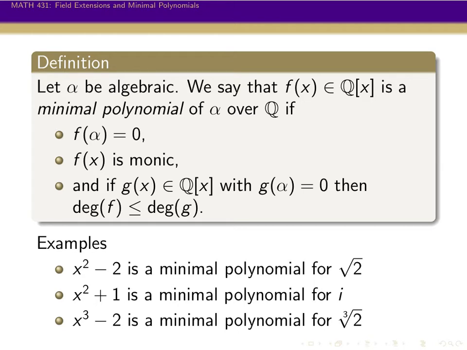That's the polynomial that we've looked at and played around with. The minimal polynomial for the complex number i, the square root of minus 1, is x squared plus 1. And the minimal polynomial for the cube root of 2 is going to be x cubed minus 2. So these are all examples of minimal polynomials. You notice that they're all monic, and for each of these, you can't find a polynomial of smaller degree that has that number as a root.